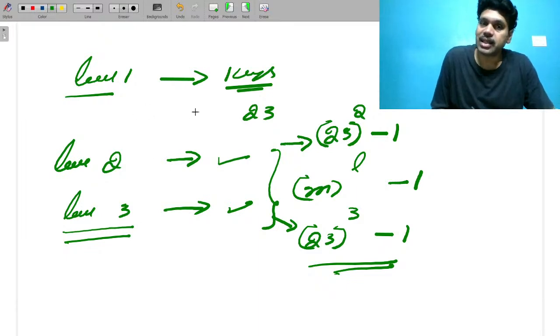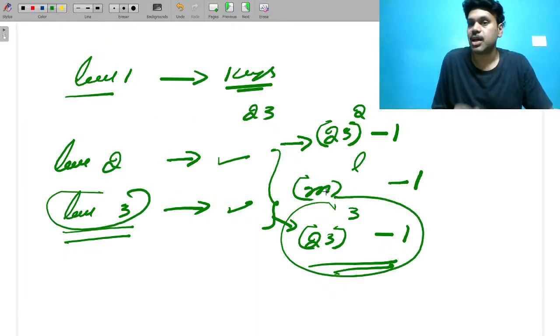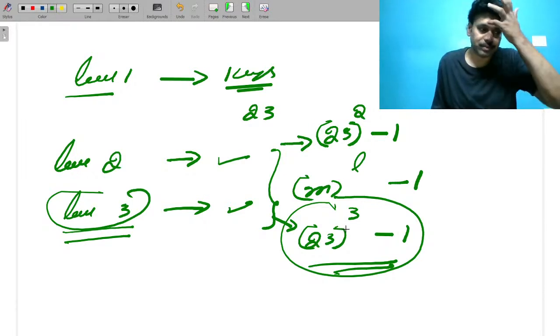That means the summation up to level 3 is this much. Observe carefully, my dear friends. This is how to find the maximum block factor or the maximum degree of your B tree.